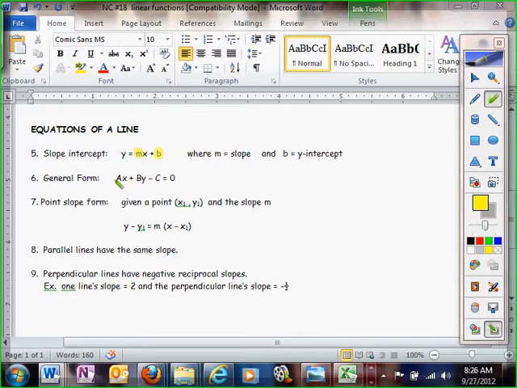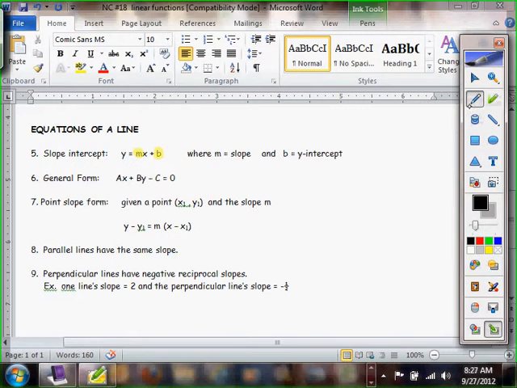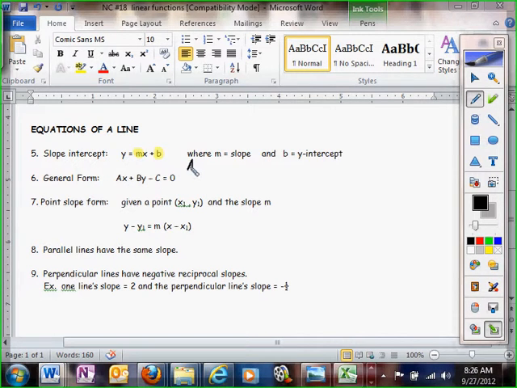Now there's a couple of rules when you're dealing with the general form of a line. If I ask you to write an equation of a line using the general form, the first thing is that A cannot be negative, and also you can have no fractions.